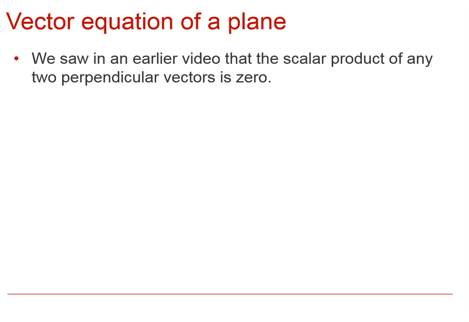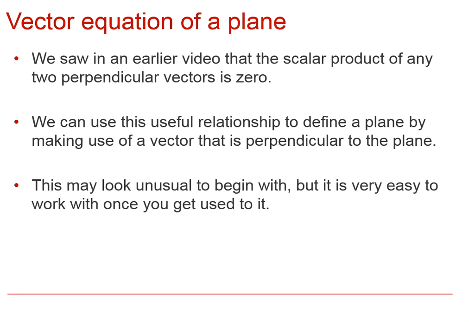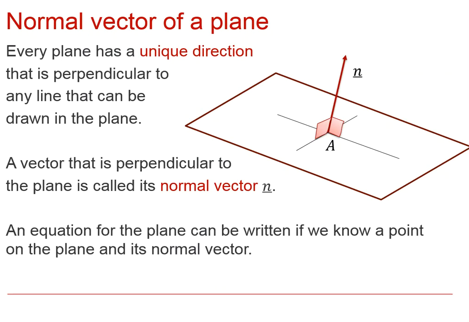In an earlier video we saw that the scalar product of any two perpendicular vectors is 0. This is really useful, and we can use this to define a plane by making use of a vector that is perpendicular to the plane. It looks unusual when you first look at it, but once you start to work with it, you get used to it and it becomes very simple and really useful.